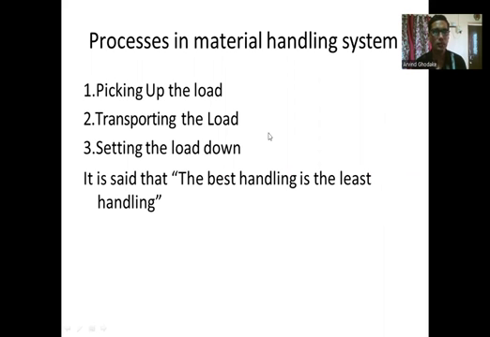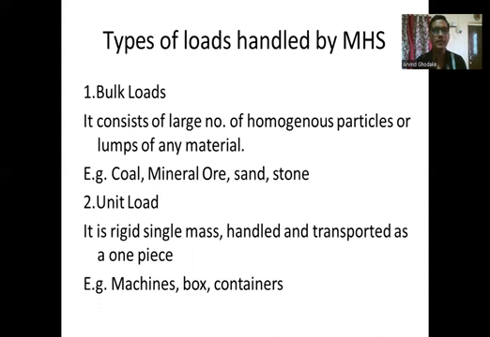So these are the three processes included in the material handling: picking up the load, transporting the load, and setting down the load. Next, types of the loads handled by the material handling system. First one is bulk loads. It consists of a large number of homogeneous particles or lumps of any material. For example, coal, mineral ore, sand, stone. These are examples of bulk loads.